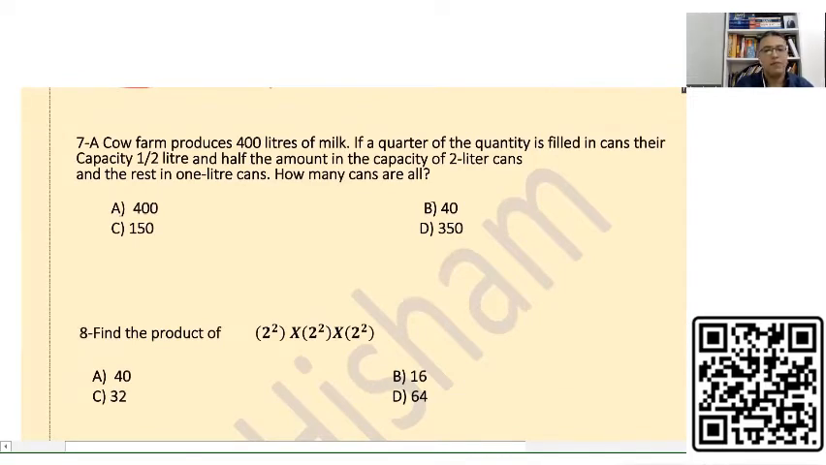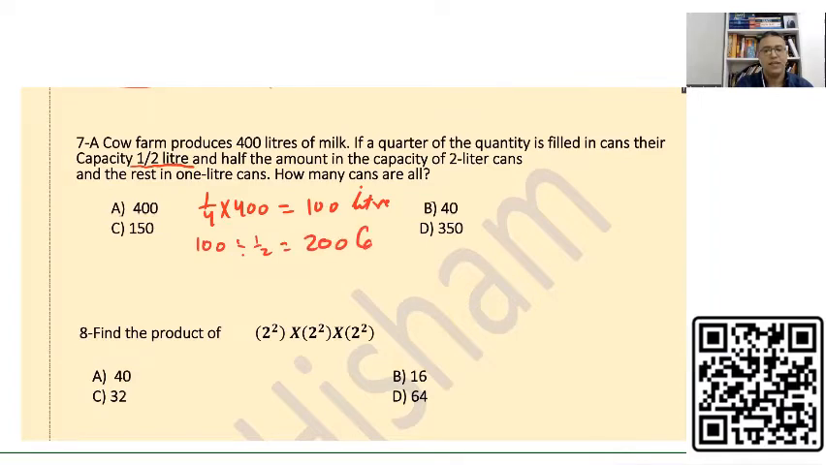A cow farm produced 400 liters of milk. If a quarter of the quantity is filled in cans, a quarter of the quantity is 100 liters, filled in cans that take half a liter. So when I divide 100 liters by half, it gives me 200 cans. So this is the first. And half of the amount, half of the 400, is 200 liters, put into cans of 2 liters. So 200 divided by 2, so another 100 cans.